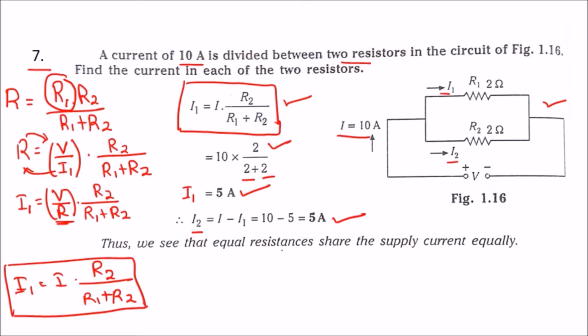Thus we see that equal resistances share the supply current equally. As the values of the resistances are equal, we can tell that the current shared by them will also be equal. That is what it is proving here.